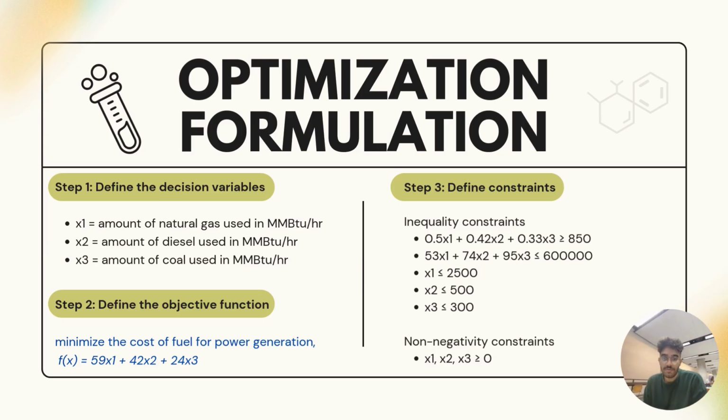In the optimization formulation part, there are three main steps. Step 1, define the decision variables. X1 equals the amount of natural gas used in MMBTU per hour, while X2 is diesel, X3 is coal. Step 2 shows that we have to define the objective function, which is to minimize the cost of fuel for power generation. F(x) equals 59x1 plus 42x2 plus 24x3.